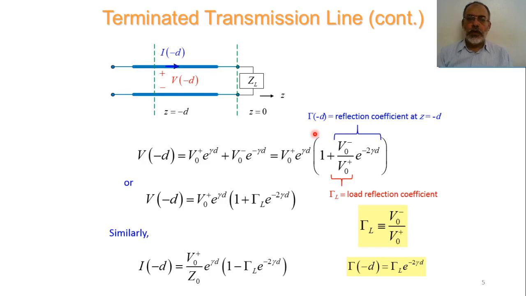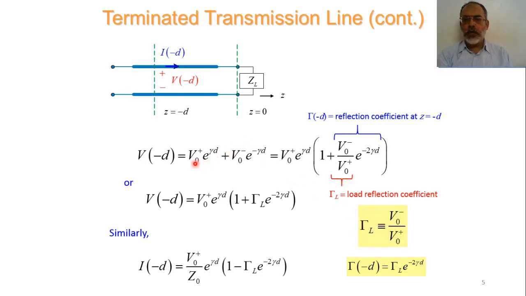So, in this case, before going to the input impedance, we are going to simplify this notation as follows. The voltage at z equal minus d was v naught plus e to the power gamma d plus v naught minus e to the power minus gamma d. We are going to define v naught minus over v naught plus as the reflection coefficient of the load, gamma load. So we are going to define v naught minus over v naught plus as gamma load.